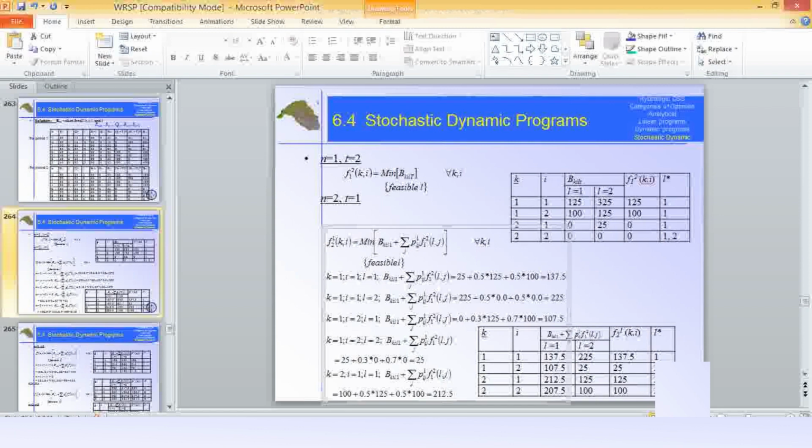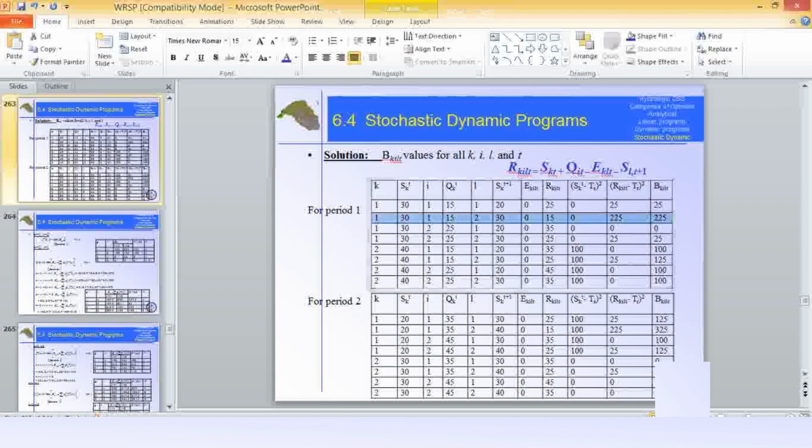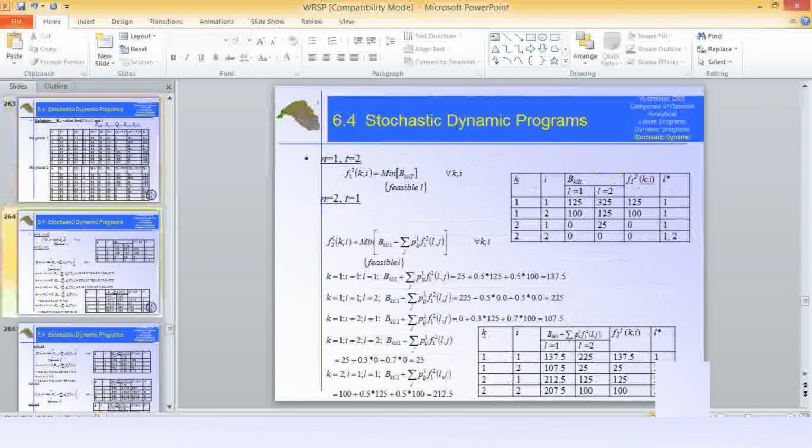That's the case for when L is 1, 137.5. When L is 2, that would mean period 1, which is 1, 1, 2 for period 1, which is obviously 225. So we use 225 here, plus the transition probability from state 1 to 1, which is 0.5, as we know earlier. And from F21, the value of L is 2 and the value of J is 1. That is basically this row, so that is 0 here.